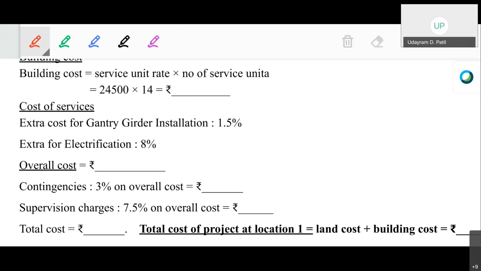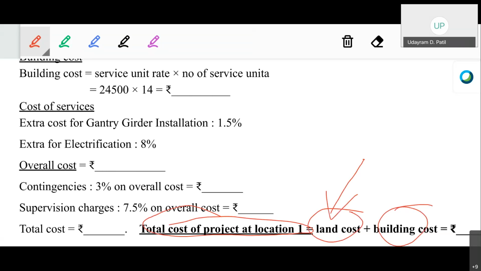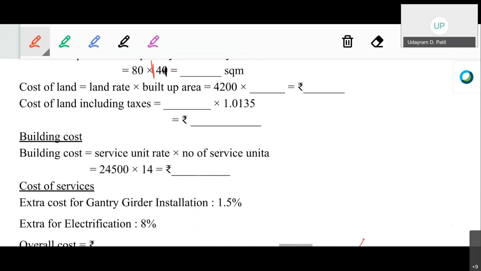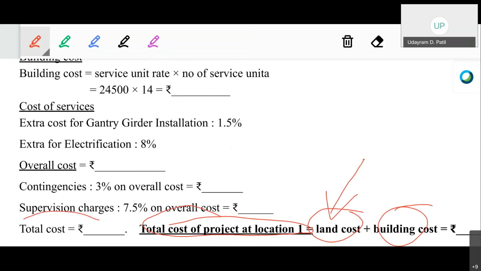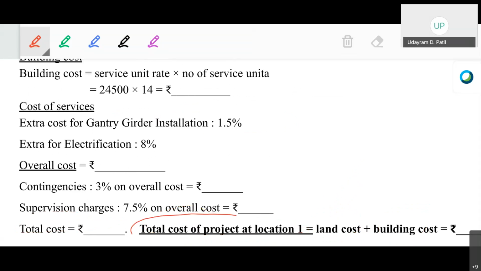Yes, okay. So the final total cost for building cost is 4,15,021 rupees. Now the total cost of the projects at the location 1 will be land cost plus building cost. Land cost will be including the taxes. Okay. जी काय आपण cost of the land including taxes काढली plus this total cost that will give us the total cost of the projects at the location 1.